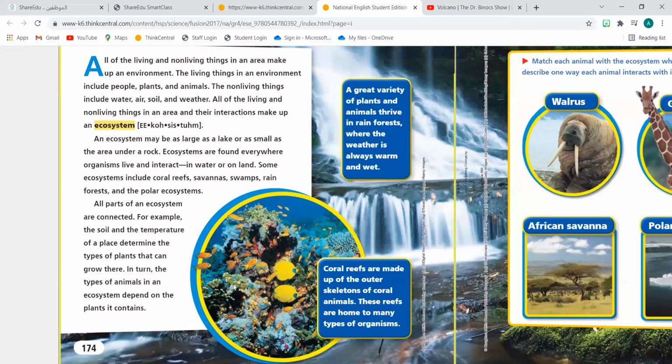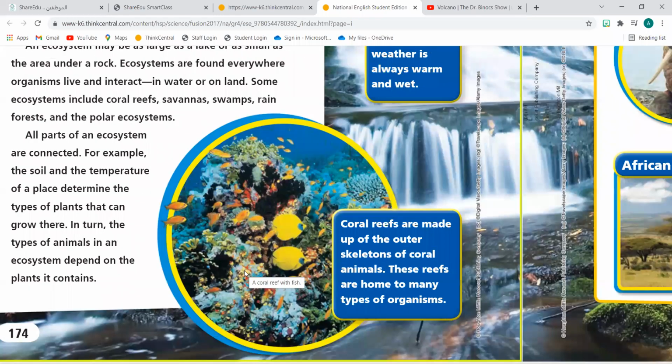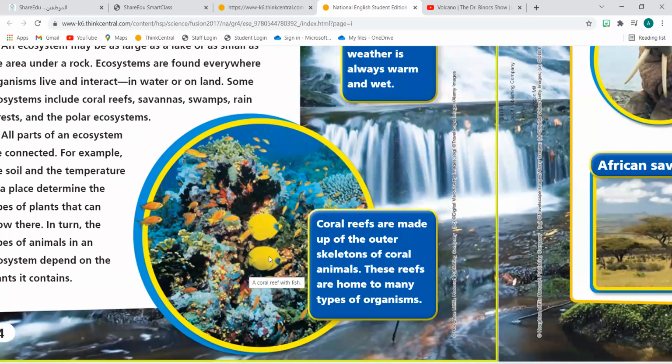For example, take a look at the ocean down here. Definitely the fish needs the salt water to survive. Not only the salt water, it needs the coral that lives there. It needs the other animals that live there. All of them in one area, they are interacting. They are supporting each other sometimes. They are helping each other. Are they all living things or is there something non-living? There is something non-living. Excellent, excellent.